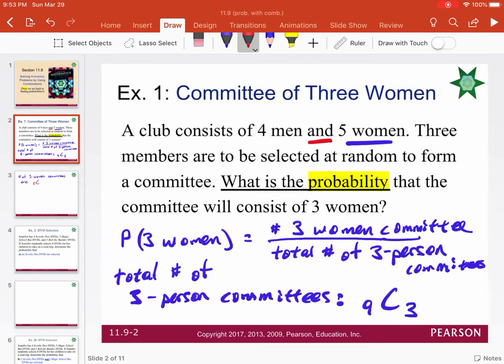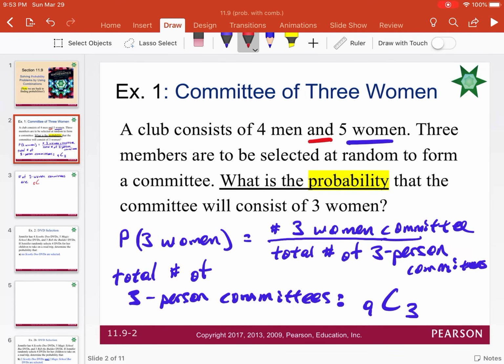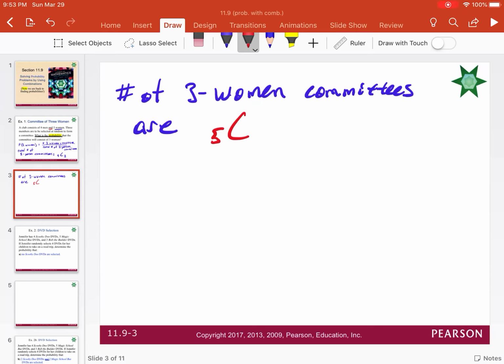And how many are we picking? 3. Okay, so that's how many 3-women committees. So now we're back to our final problem, or our final question.